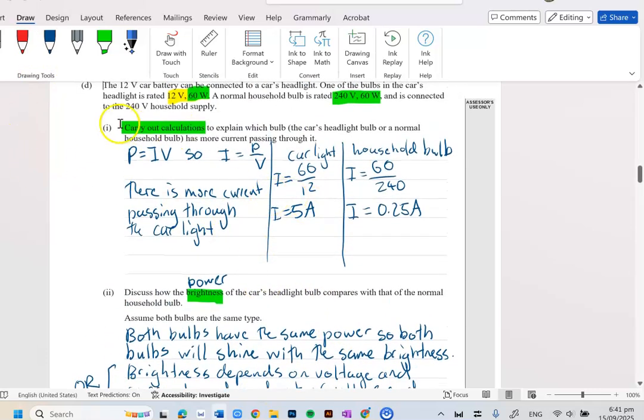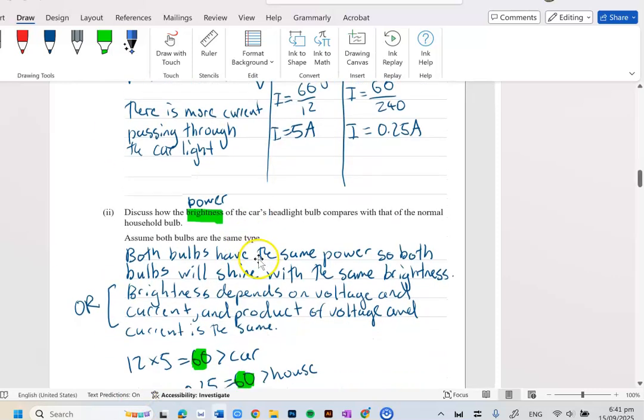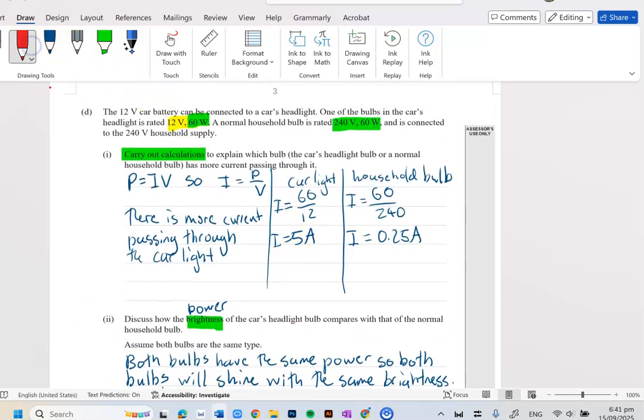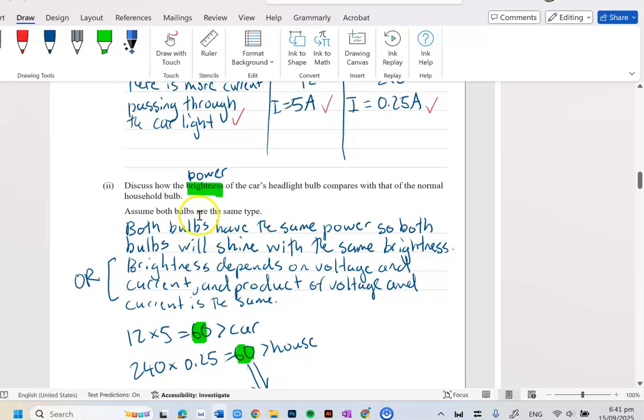This is an excellence question, this part I and II. So, for excellence, you need to have a full answer, so it has to be comprehensive. You have to have the two correct units, so these two. You also need to have a statement on there's more current passing through the car light. And then you also need to discuss that both the bulbs will have the same power, and you need to show that power relationship with brightness. So you also need to have this bit right or this bit right, and that will get you an excellence.